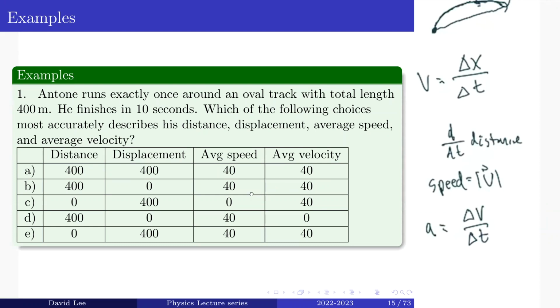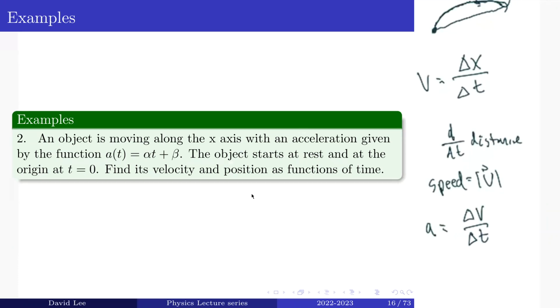Now let's go on to the next question. This question isn't multiple choice, but feel free to send me your answers in the chat or something.